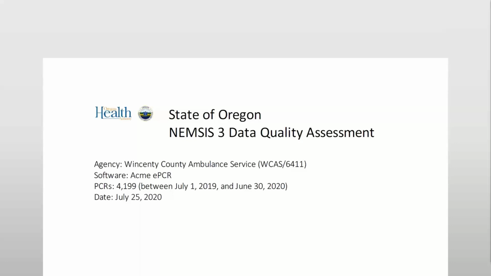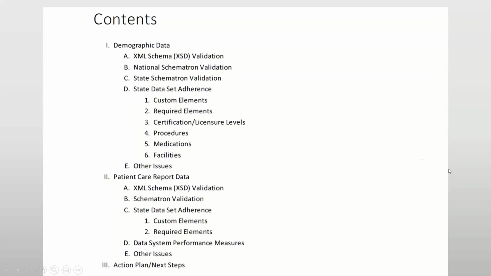in that report. In your data quality assessment, you'll see on the first page, it'll just list the number of patient care reports that were assessed and the time frame in which it was done. The report has two major sections. The data quality assessment looked at demographic data, which is information about your agency. And second, it looked at patient care report data. That's the data you typically think of when you think of EMS data. It's all the information about the runs that you go on.